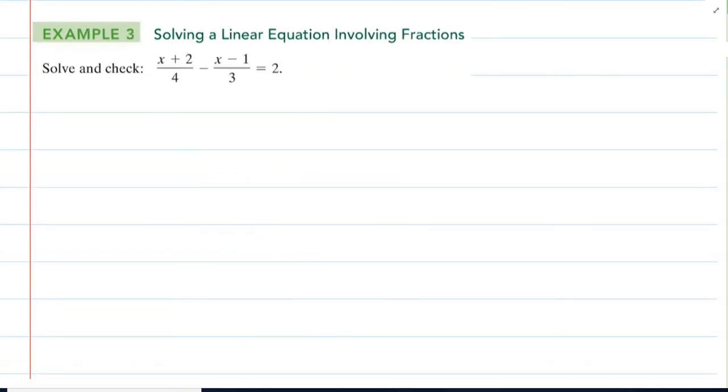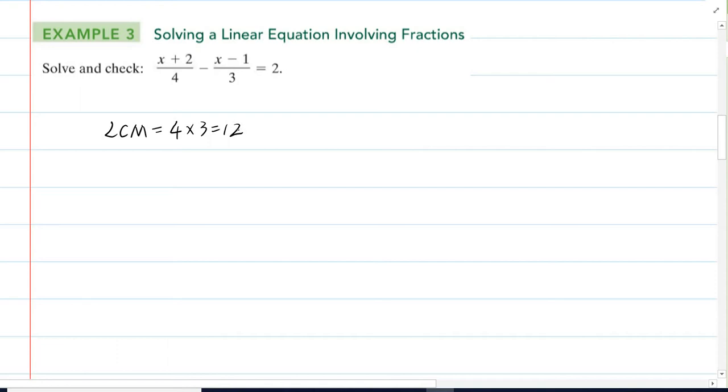Alright, let's work on example 3, solving a linear equation involving fractions. Let's take a look at this equation. So we have denominator 4 and denominator 3. For this type of equation, step 1 is to find the least common multiple. In this case, for 4 and 3, it's just 12.